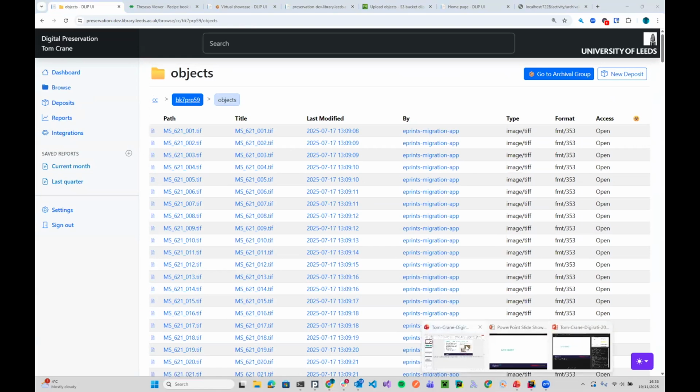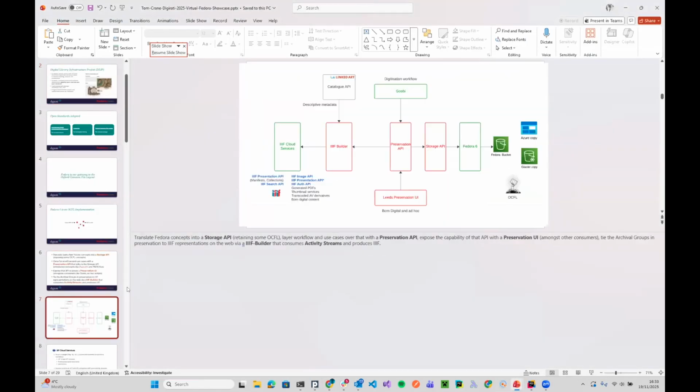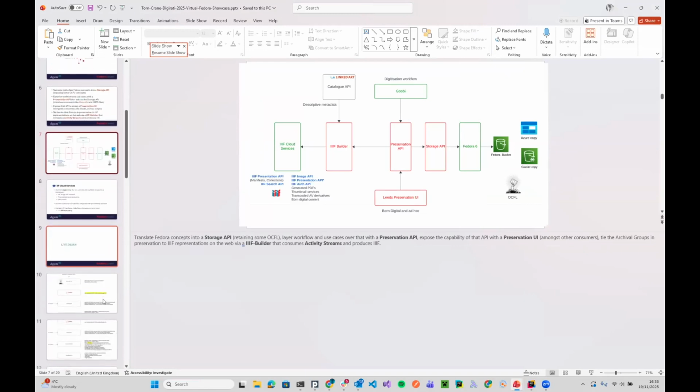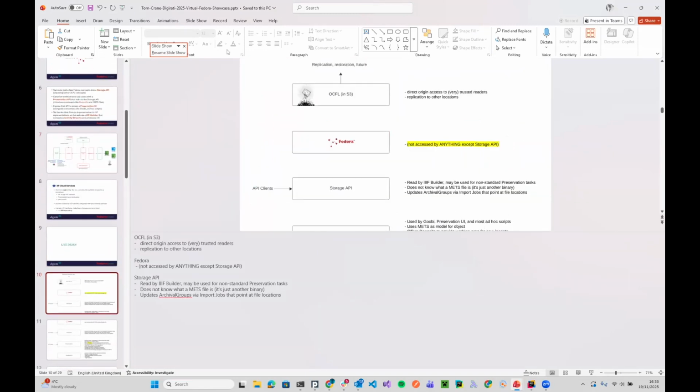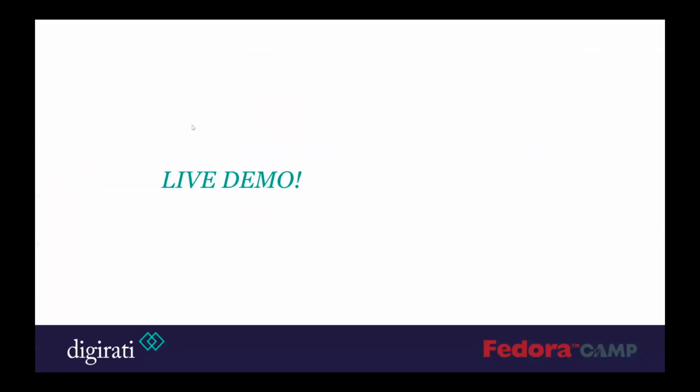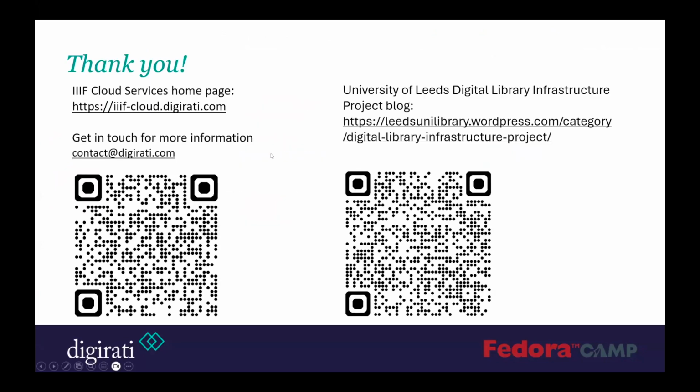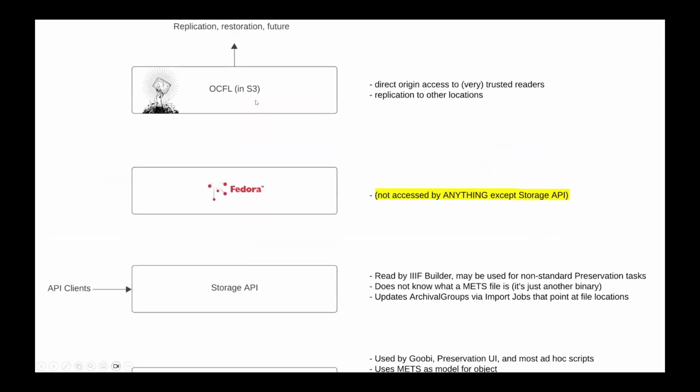I'll just go back to the slides very quickly. Yeah, so just a different view of this diagram. I don't want to do it from the beginning, but here we go. Again, we've got OCFL at one end, we've got a Fedora instance, but basically nothing really knows about the Fedora instance. It's kind of locked away behind a storage API, and only the storage API is allowed to talk to it.